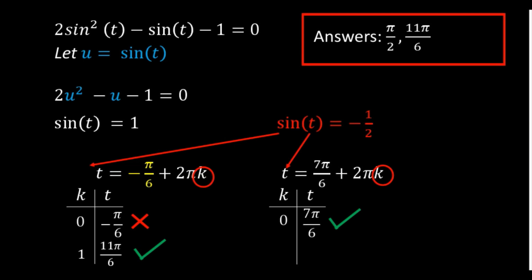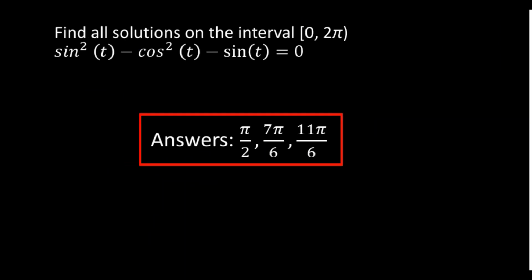And there's no need for us to plug k equals 1 because I see that it will exceed the interval. If you don't believe me, go ahead, try it, and you will see it for yourself. And we'll write 7 pi over 6 as one of our answers. And we're done. So we already found the solutions within the interval from 0 to 2 pi for our given equation.